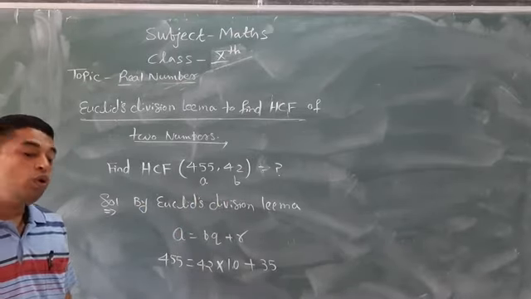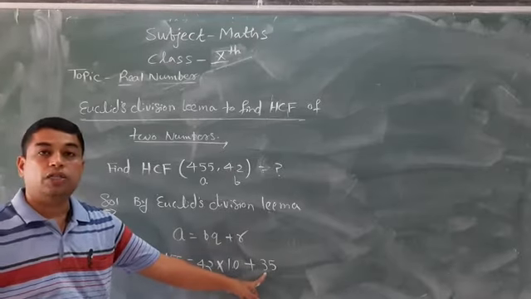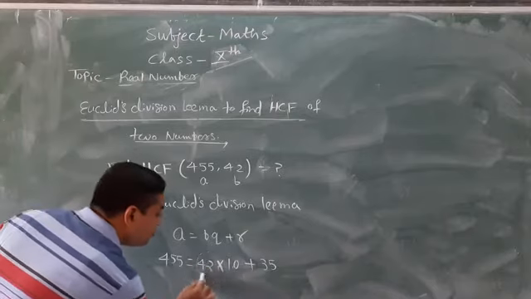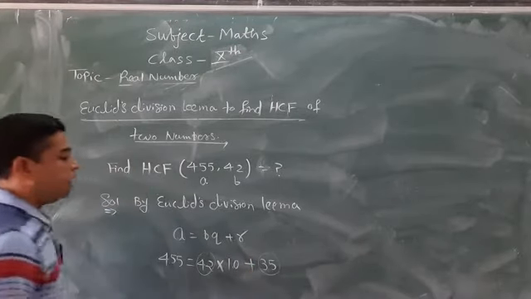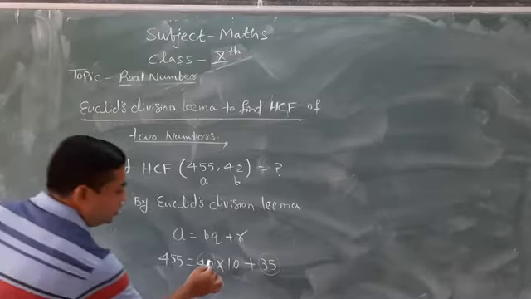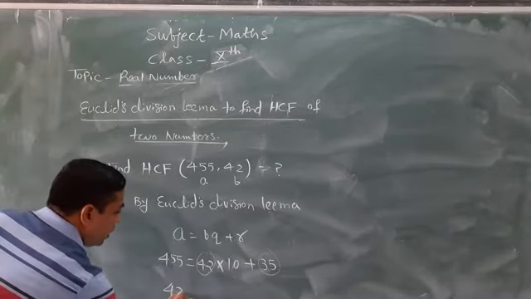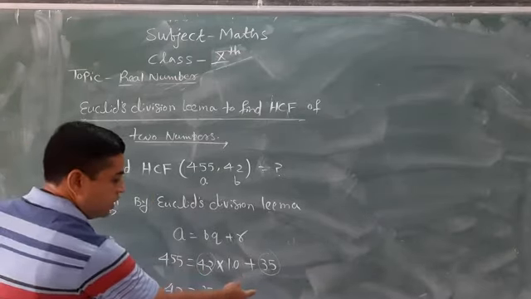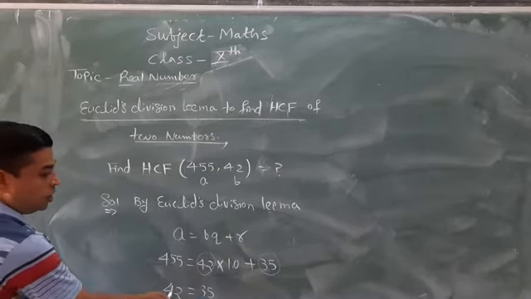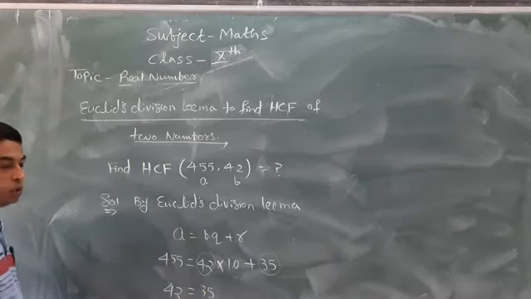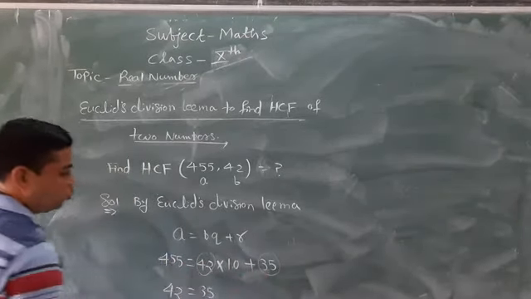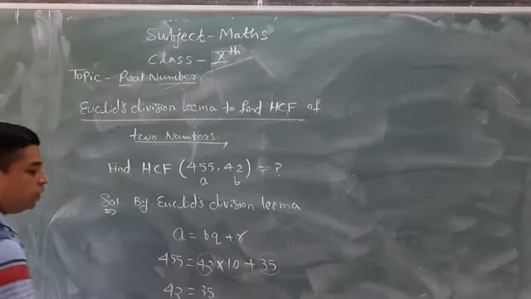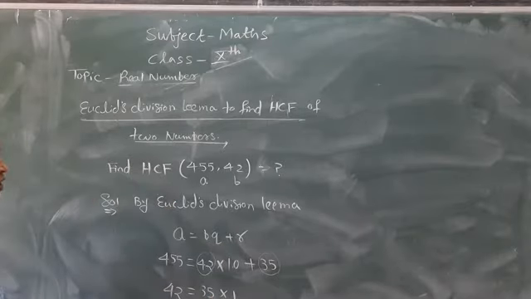Now, if we are not getting the remainder 0, we will continue the Euclid division lemma by taking the divisor and remainder. For the next stage, 42 will be your a and 35 will be your b. These two we consider as divisor and remainder for the next step. In 42, 35 goes one time, 35 and 35.